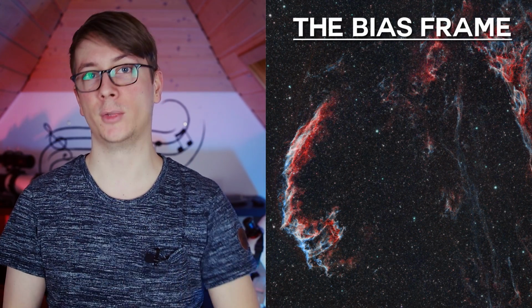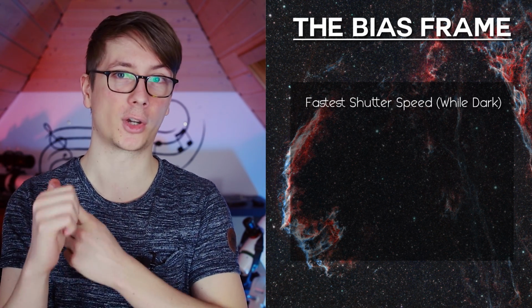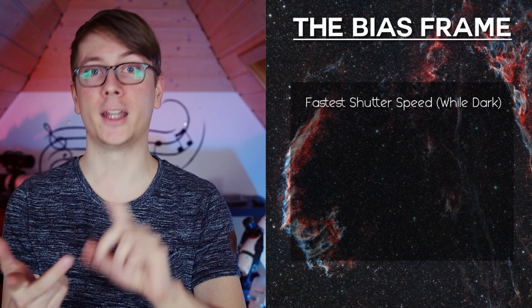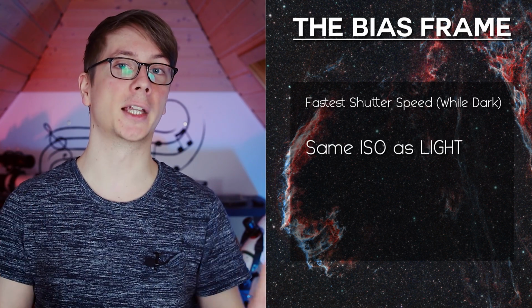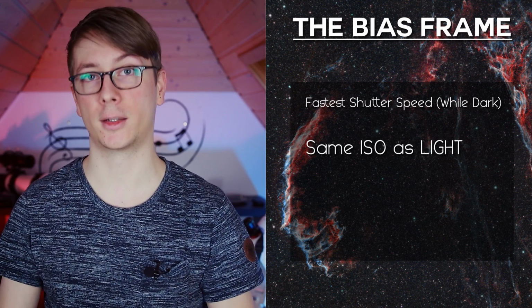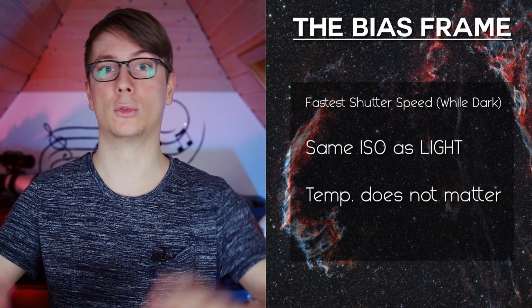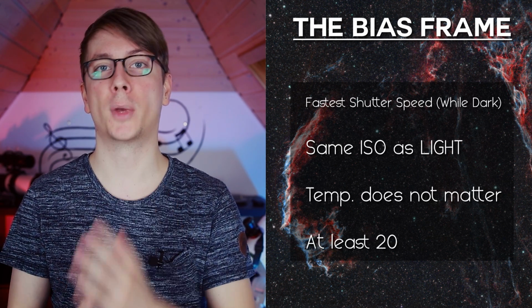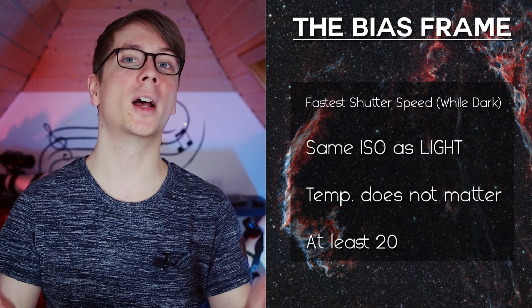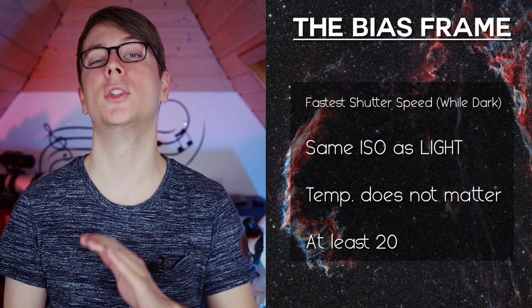The bias frame is used to correct for readout noise in your image. To take these correction frames, use the fastest shutter speed your camera can do, put the cap on, and use the same ISO as in your light frames from the previous night. You can of course take them in the same night. The temperature does not matter. And to get a good result, take at least 20 bias frames to be stacked into a master bias. Taking less than 20 can actually harm your image.